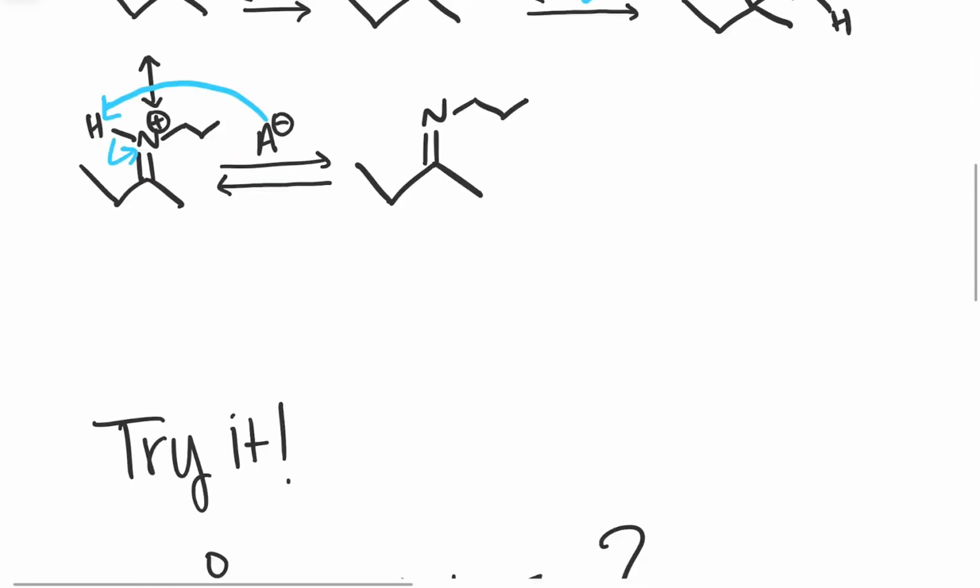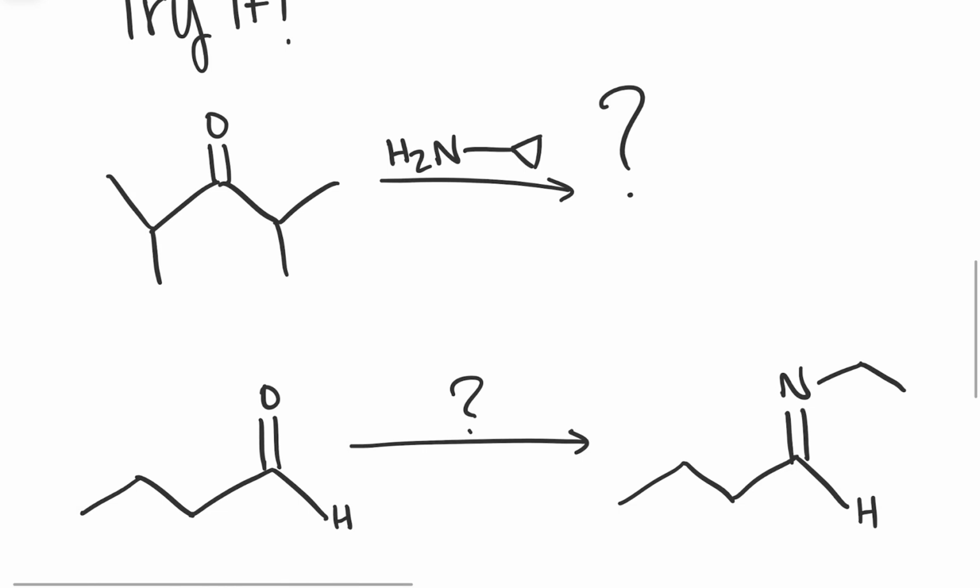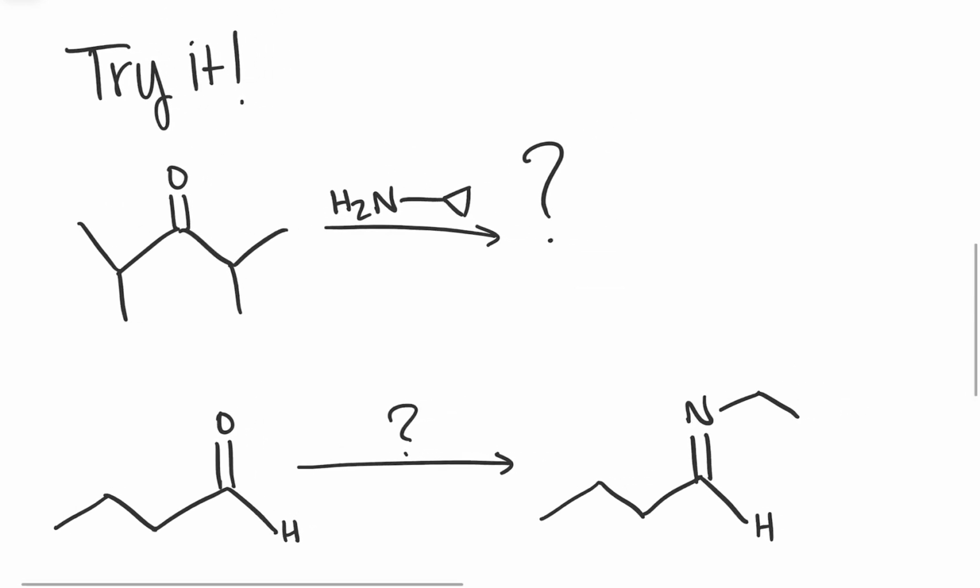All right, moving on to some practice problems. I have a few practice problems for you to try. In the first, you figure out the product of that ketone reacting with the primary amine. In the second problem, we have an aldehyde and our imine product, and you have to figure out what primary amine you are reacting with your aldehyde. I will have answers posted to those.